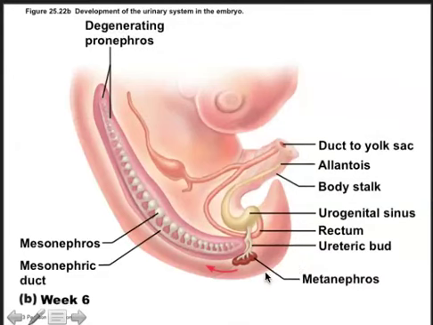As we move on, this is week 6, the pronephros are beginning to degenerate. Mesonephros are persisting, right? And the metanephros are starting to elaborate down here, okay? So this is beginning to grow, and it's beginning to move in a rostral direction, superiorly, and also posteriorly. Eventually what's going to happen is it's going to ascend all the way up to the area of the body wall that's just underneath the diaphragm.